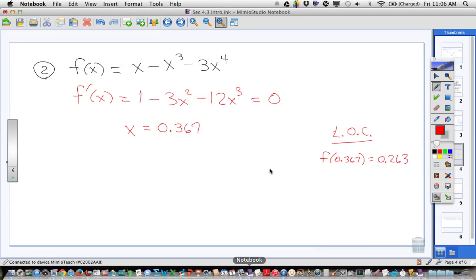Now, one of my main objectives today is for us to be able to do the basic global max min situation, which is a list of candidates. Be able to do your derivatives, where it's zero, where it's undefined, check endpoints, understand you have to plug those back into the original, okay? That is our main focus for this part of it, okay?